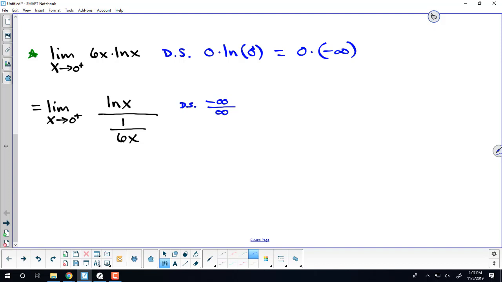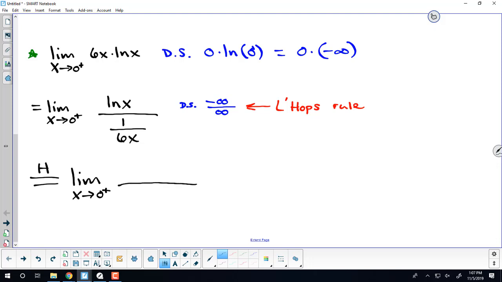Okay, so coming from this form, this is where we apply L'Hopital's rule. So we're going to apply that directly to the ln over 1 over 6x. I'm going to just indicate that as such. The limit part is still the same, x is approaching 0 from the right. And then we take the derivative of the numerator, so the derivative of the ln of x, 1 over x, divided by the derivative of 1 over 6x.